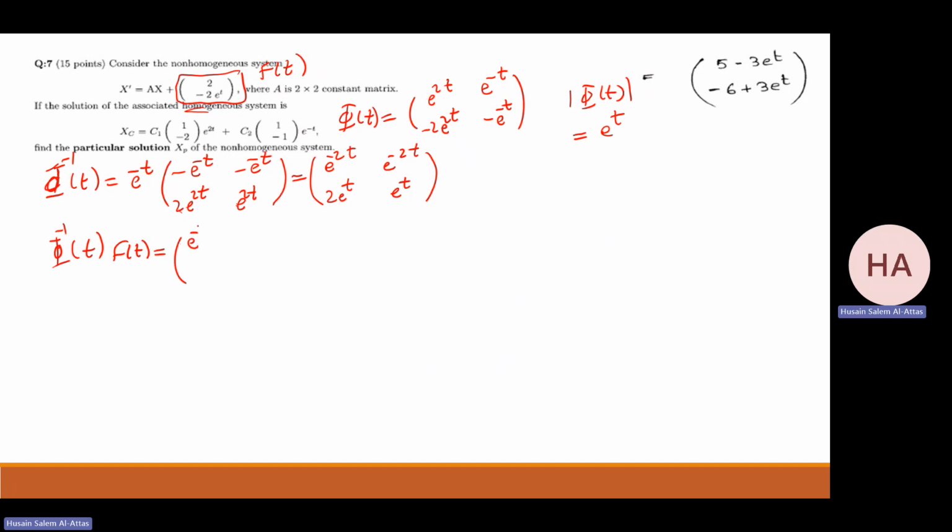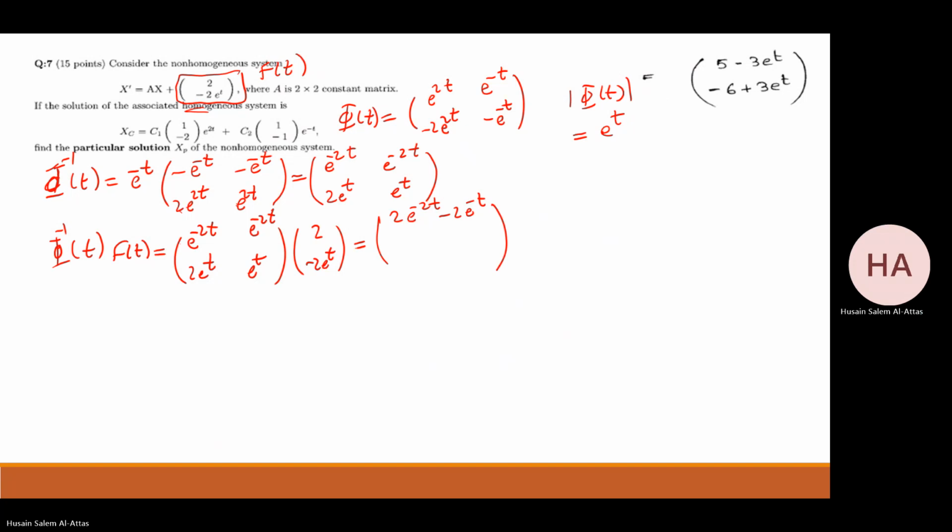I need phi inverse of t times f of t. Let me do it carefully. Hopefully I did not make any mistake. Times 2 and minus 2e^t. That will be, first times the second, 2e to the minus 2t minus 2e to the minus t. Then I have 4e^t minus 2e^t. Now I need to find the integral of this. This is my y.